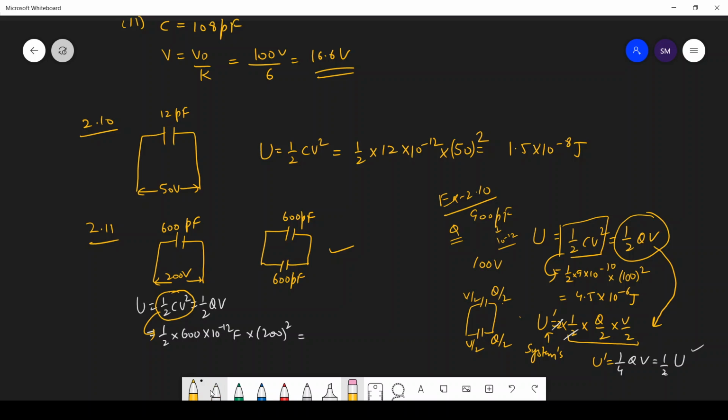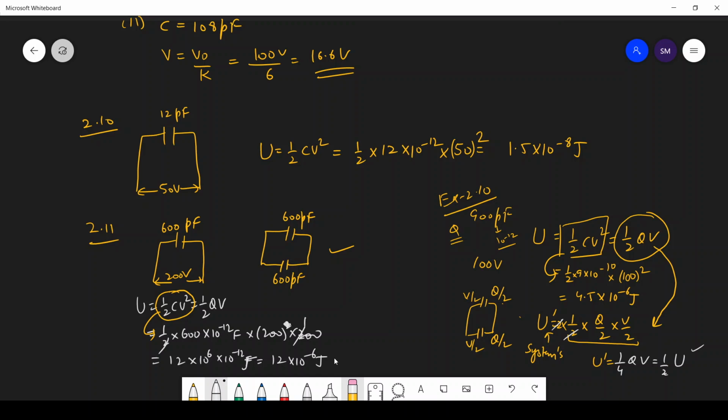And this comes out to be 200 multiplied by 200 also you can write. So the half and 2 will be cancelled, and now you have 6 into 10 to the power minus 12, and how many zeros? 2 and 2 is 4, and 2 more is 6. This stands for minus 12 farad. So it's in joule, the energy, the unit will be joule. So you will have 12 into 10 to the power minus 6 joules. So this will be the energy that you will have.